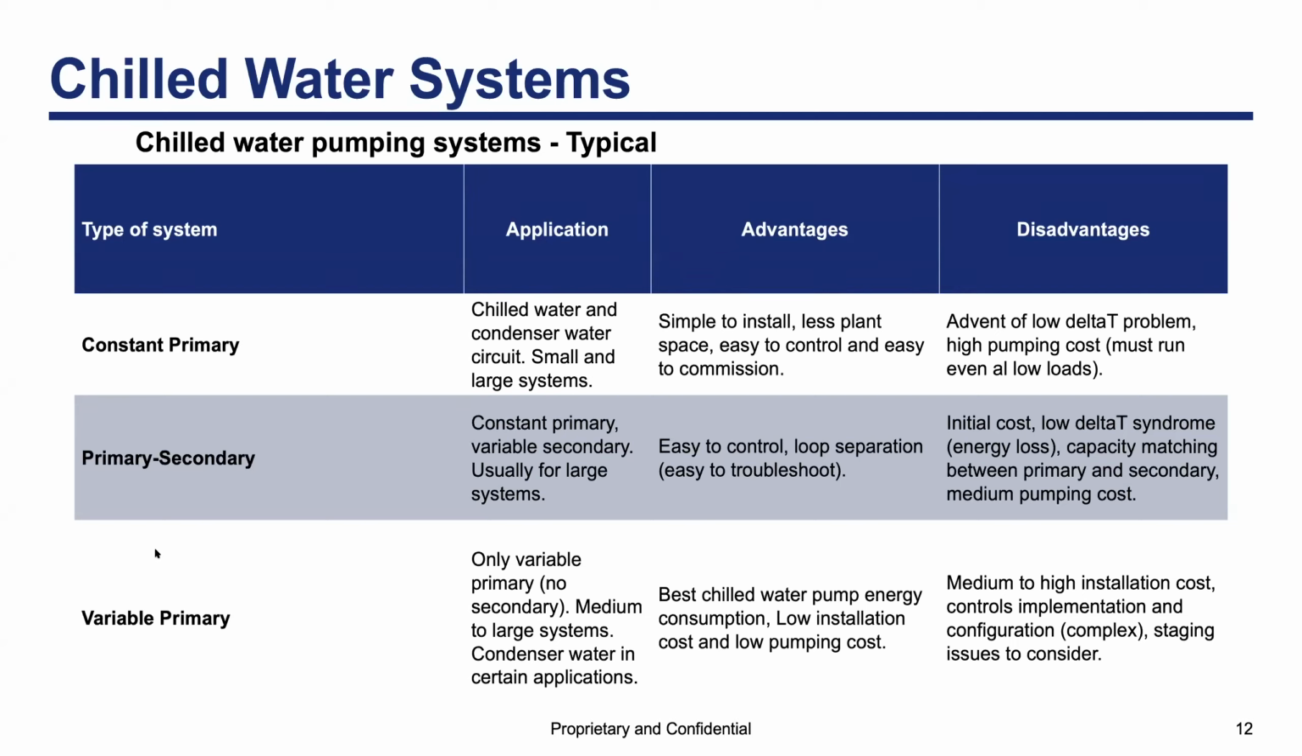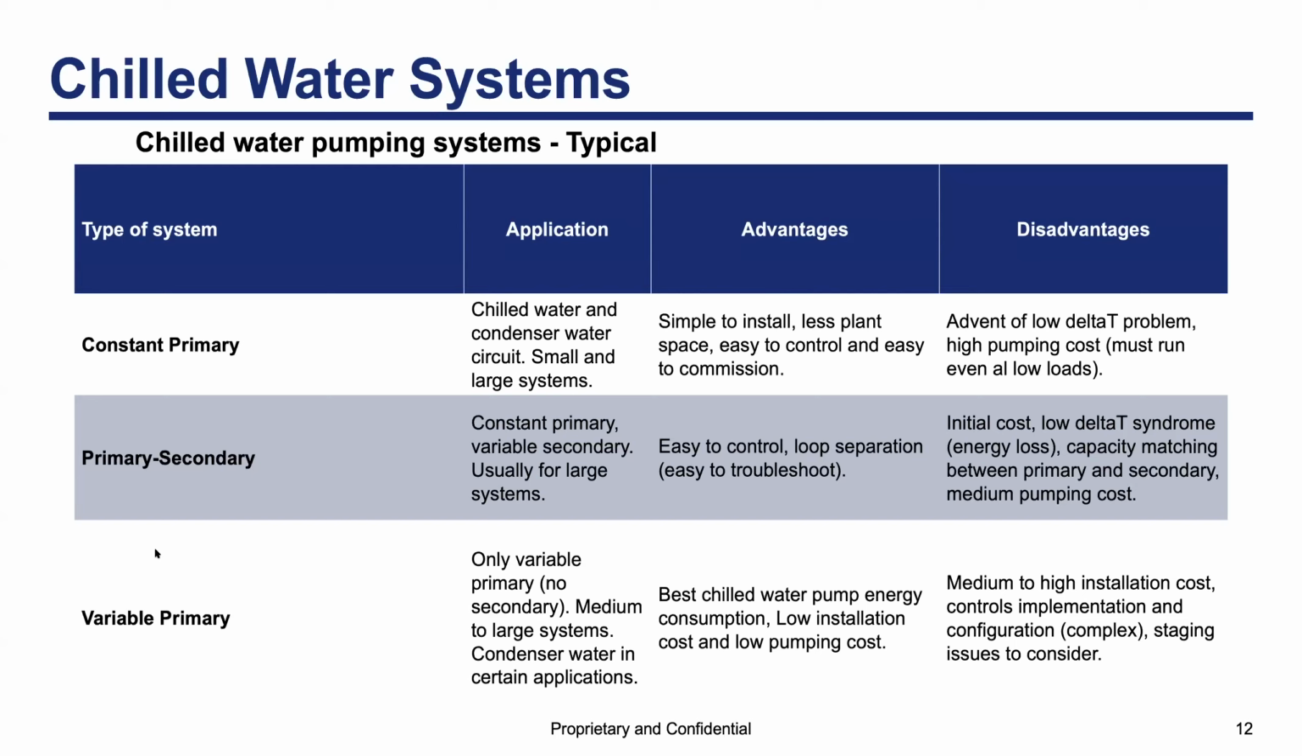And one of the biggest disadvantages with this primary and secondary system is the capacity matching between the loops, regardless of the bridge or the decoupler, and that basically leads to a low delta T problem. I'm sure that all of you are very familiar with the sick building effect or the low delta T syndrome, causing all kinds of problems concerning temperature control and energy balance.